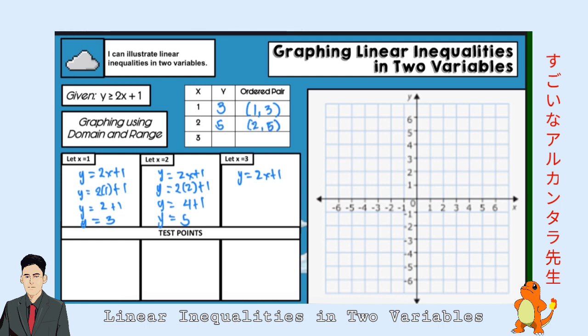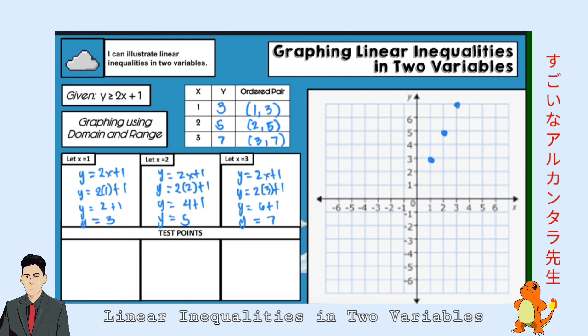Lastly, you have y is equal to 2 times 3 plus 1. Y is equal to 6 plus 1. Y is equal to 7 when x is 3. So your point is (3, 7). So we can plot all these points: (1, 3), (2, 5), (3, 7). And now, as you can notice, the symbol is greater than or equal to.